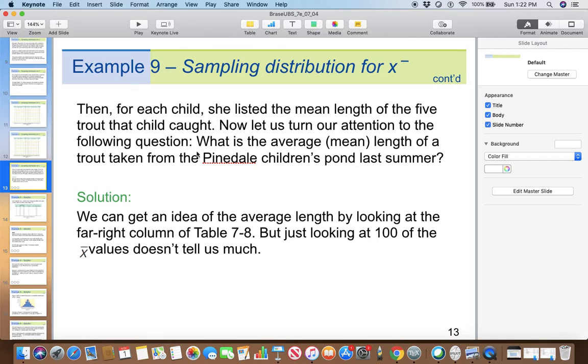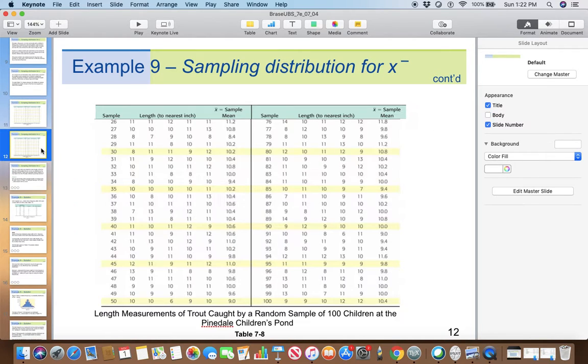Now let us turn our attention to the following question. What is the average or the mean length of a trout taken from Pinedale Children's Pond last summer? We can get an idea of the average length by looking at the far right column of our table. Just looking at the 100 x bar values doesn't tell us much. So what is the far right?